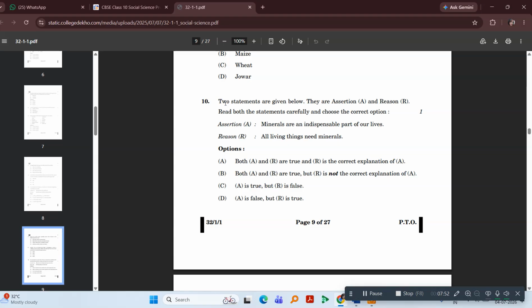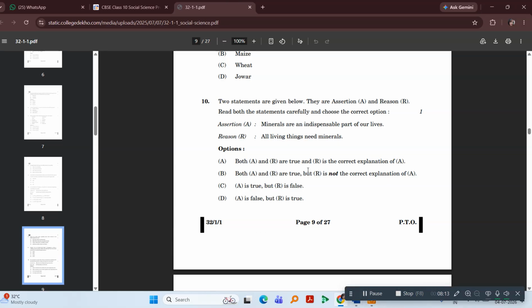Tenth one. Two statements are given below. They are assertion A, reason R. Read both statements carefully and choose the correct option. Assertion: minerals are indispensable part of our lives. Reason: all living things need minerals. Which is the correct option? Let's see the correct option.